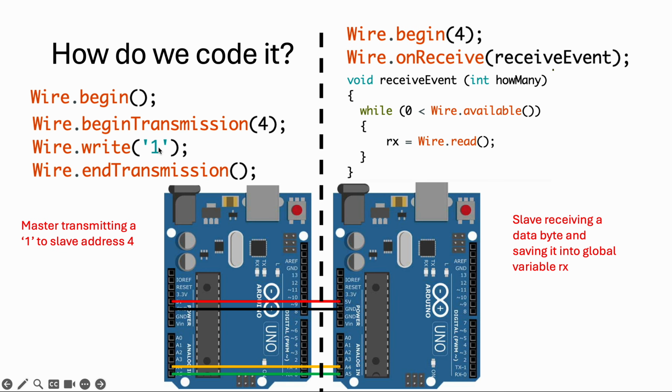Then I'm going to send the 1 in ASCII format, and I'm ending my transmission. So these three lines will make the data be transmitted from the master to the slave.